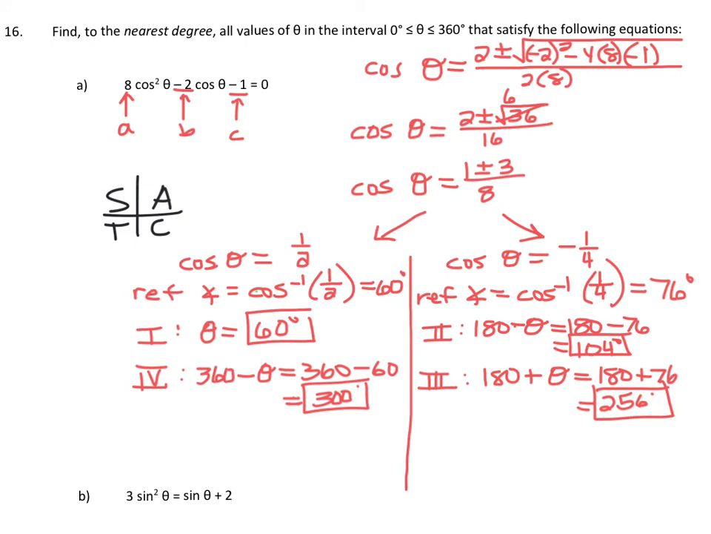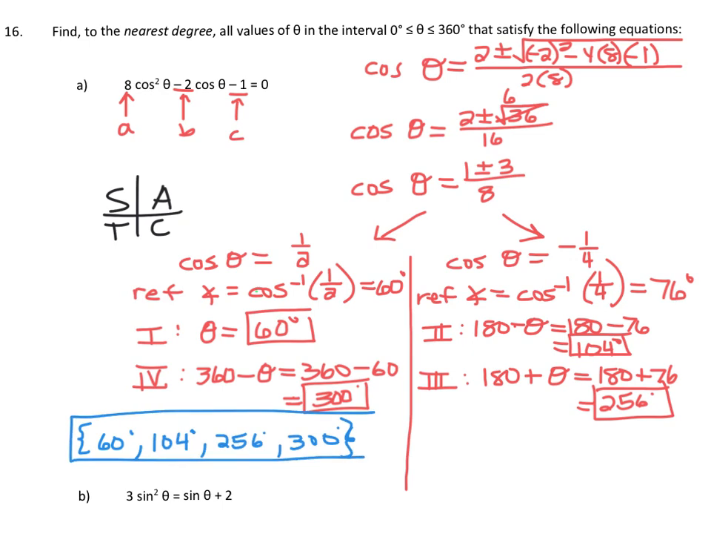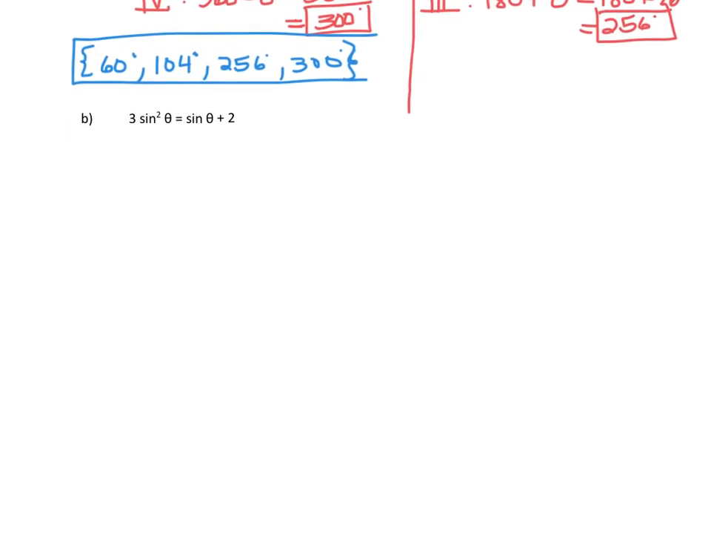So with this equation, we wound up with 4 answers. You can leave it like this, or if you prefer to write out a solution set, you want to write your angles in order from least to greatest. So I'd start off with 60 degrees. Then our next biggest angle is over here, which is 104 degrees. The next biggest one is 256. And then our biggest one is 300 degrees. Okay, so if you want to put them as one big solution set, you can do that, and then that would be your answer.